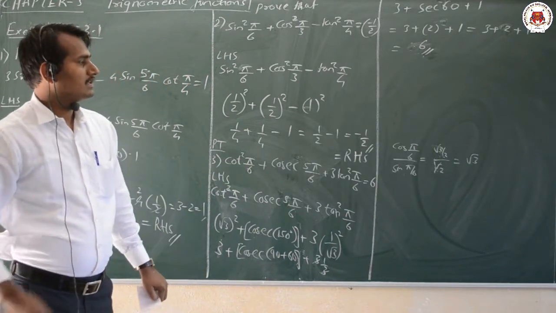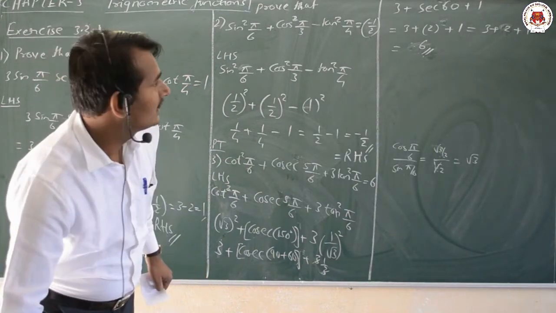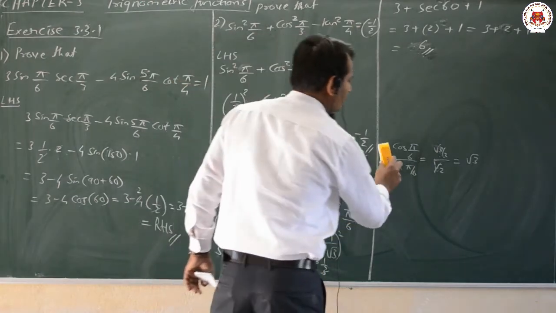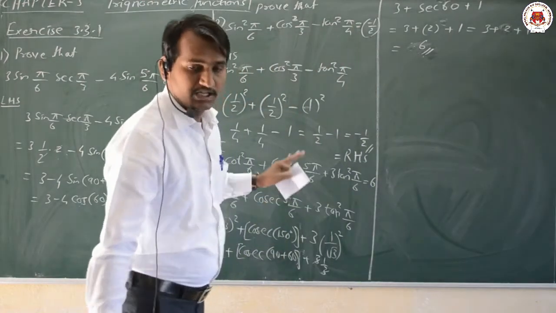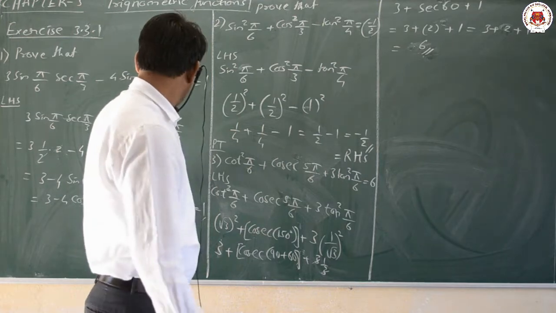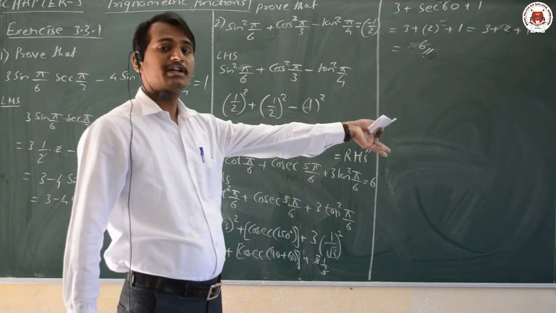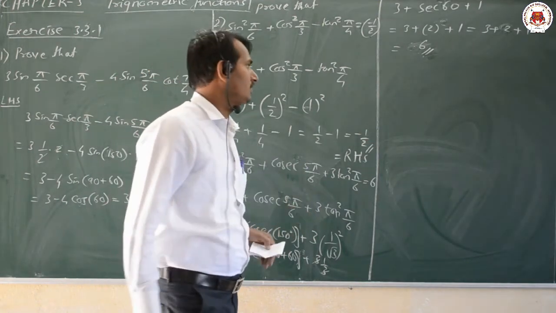Okay, dear students, now let us move on with the next problem related to these particular things. The problems are very, very simple. You should just know the values for allied angles as well as the trigonometric ratios of some standard angles. You should know that.